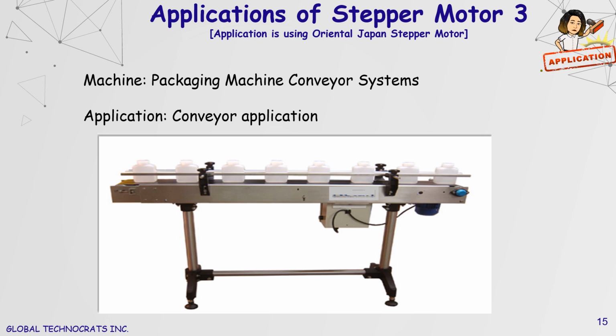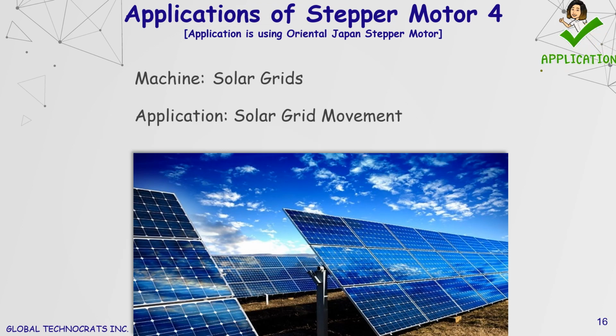Applications of stepper motor 3. Machine: packaging machine, conveyor system. Application: conveyor application. Application of stepper motor 4. Solar grid movement. Application: solar grid movement. All the applications are using Oriental Japan stepper motors.